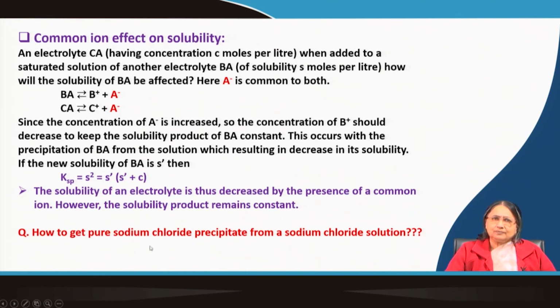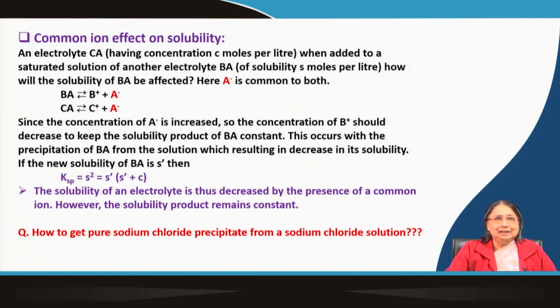So, one important question I have given here: how to get pure sodium chloride precipitate from a sodium chloride solution? How will you do it? You take the concentrated sodium chloride solution, and then you pass HCl gas through it. So, what are you doing? In sodium chloride solution, chloride is common. Now, you are passing HCl, where you are adding a common ion, which is nothing but chloride ion.